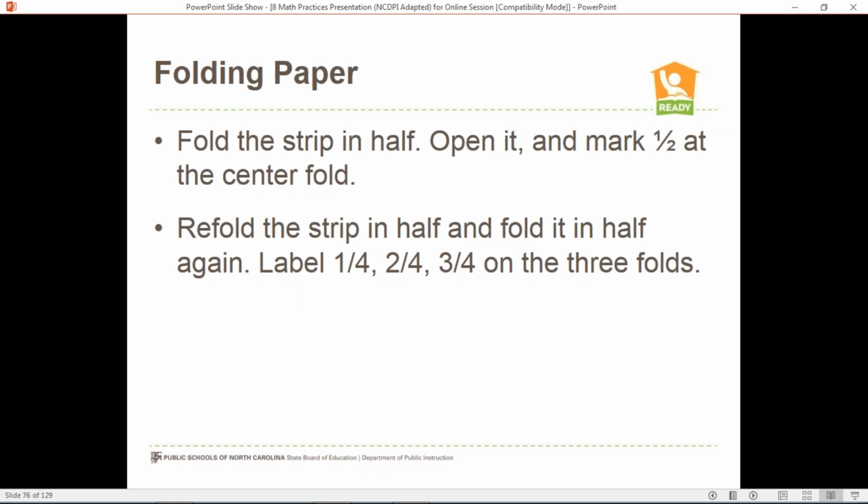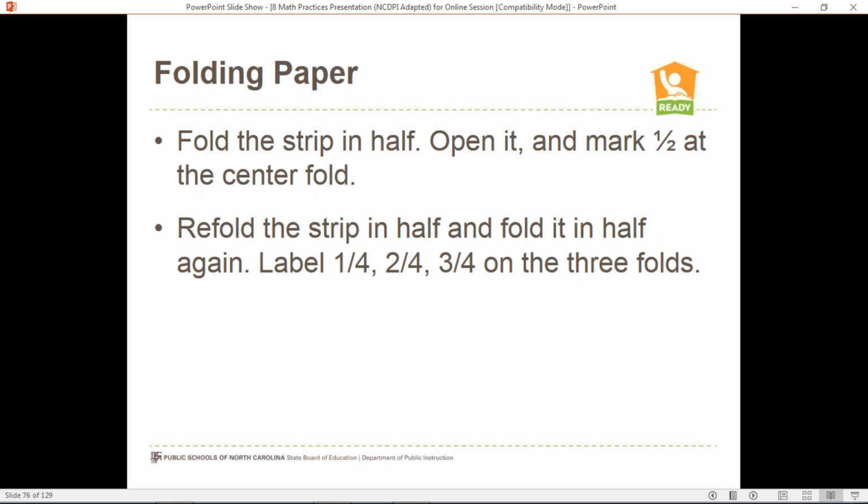So how do we help kids develop their own rulers? I'm sure many of you have done tasks where you have kids fold a piece of paper, like this. We're going to fold it in half. We're going to open it. We're going to mark that as a half. And let's talk about this as an extended inch or an extended foot. In this case, let's think about it as an extended inch. And now we're going to refold that, and then fold it in half again. So now we have fourths.